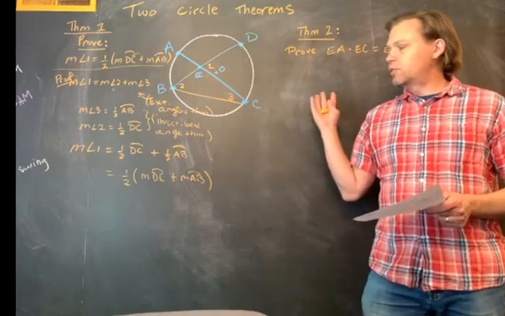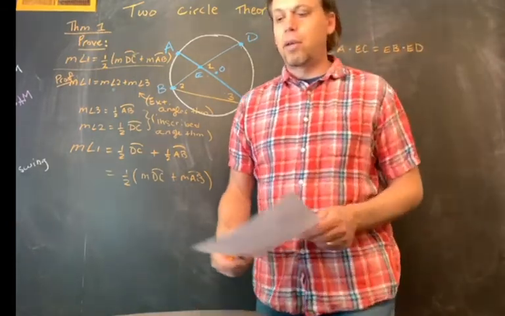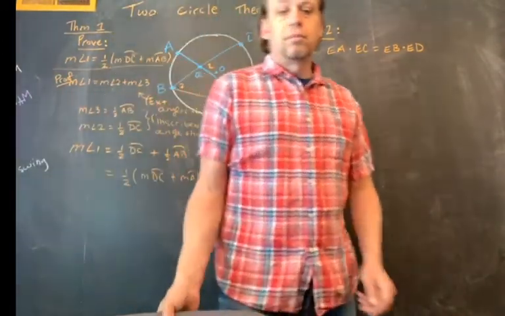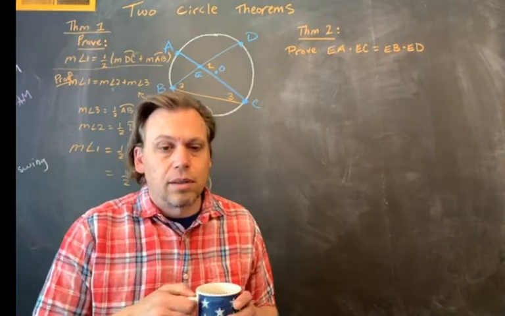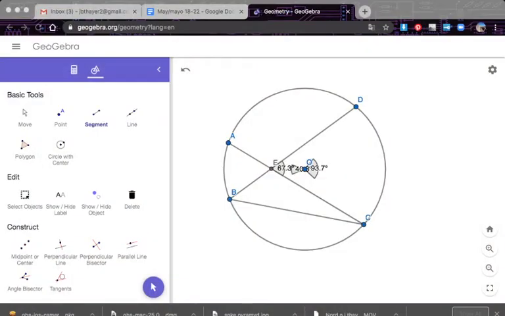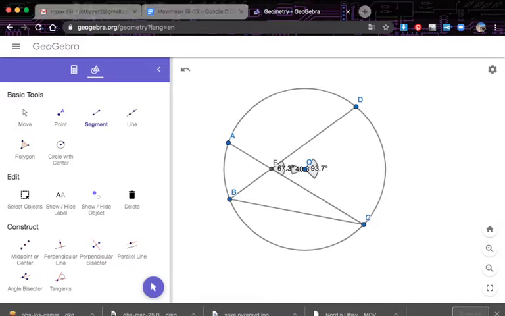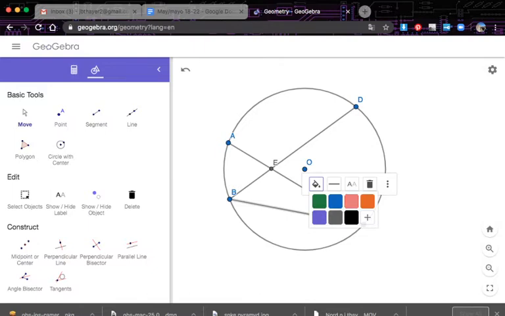We're going to do something similar for this, but again, let's go to GeoGebra and talk about how that works. All right, we're back in GeoGebra. I'm going to get rid of these measurements because they're clogging everything up. I want to make this line a different color because it's an extra line that I drew on there. And I want to draw another one of those lines.